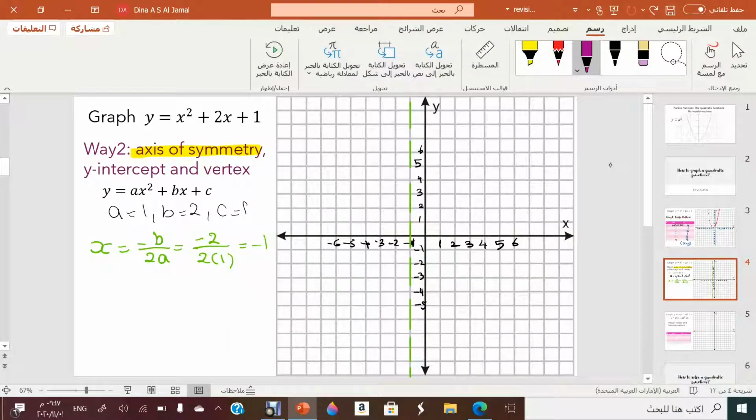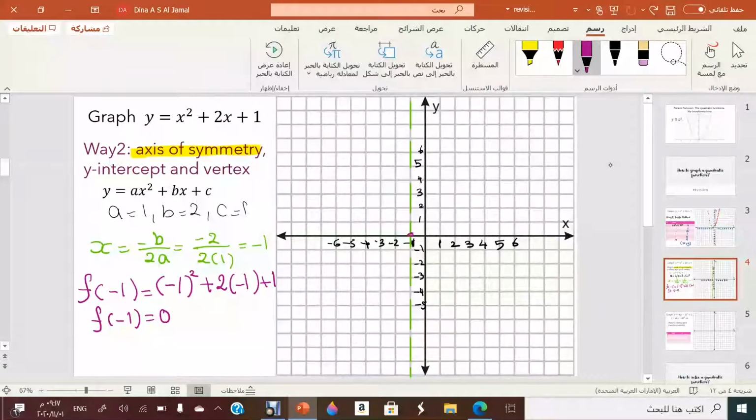So you need a point that will be specifying for you where you must reflect it. So let's substitute with f of minus 1 in the function that I have, which is minus 1 all squared plus 2 times minus 1 plus 1. So I will be having f of minus 1 as 0. So I will be going there and I will be putting this point.